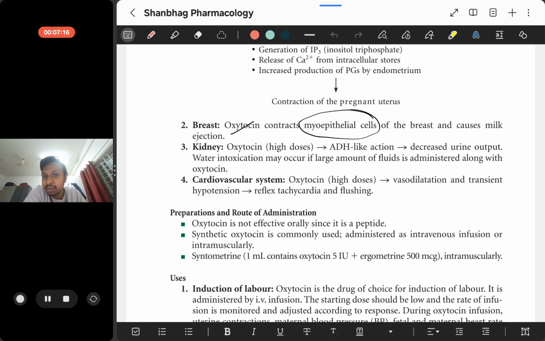In the kidney, if the oxytocin is at high level, it gives ADH-like action. That means decreased urine output. Then water intoxication may occur if a large amount of fluid is administered along with oxytocin.